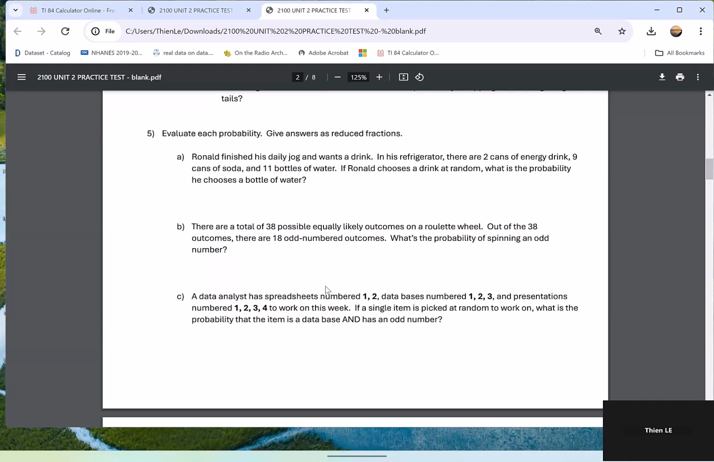There are a total of 38 possible equally likely outcomes on a roulette wheel. Out of 38 outcomes, there are 18 odd number outcomes. What is the probability of spinning an odd number? So again, 18 out of 38, right? And if you reduce it, it gives you 9 out of 19.